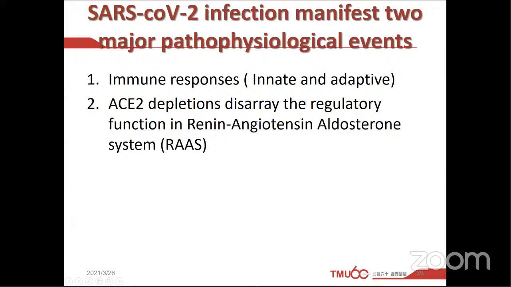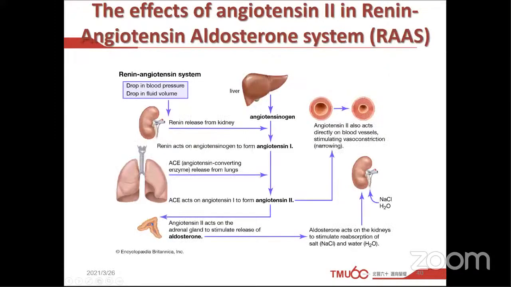Okay, we know ACE is very important for binding, but also it's very important for maintaining the normal function in the RAAS system, the Renin Angiotensin Aldosterone system. What is this RAAS? I'm going to mention it in this slide for students who did not take a physiology course. This system is very important to maintain blood pressure and maintain the fluid, especially during dehydration. Okay, let's see this chart.